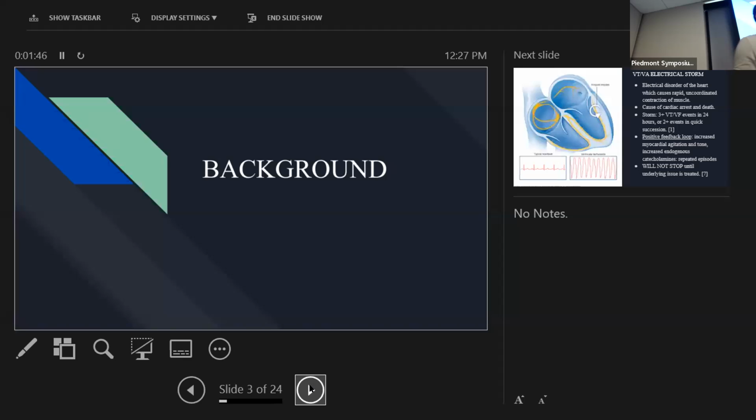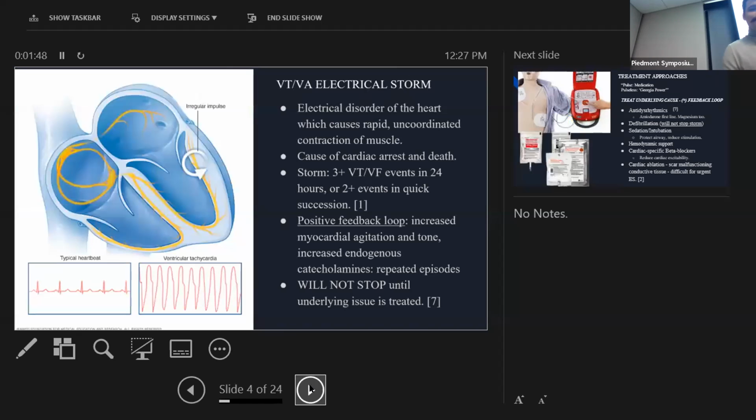So a little bit of background information to explain what I'm talking about. Ventricular tachycardia or ventricular arrhythmia electrical storm. I'm just going to say VAES from here on out instead of that mouthful. It's an electrical disorder which causes the heart to have uncoordinated and rapid contraction of that cardiac muscle, which can lead to incomplete filling of that blood flow, and that's poor. So the blood doesn't get pumped properly to your vital organs, and that can lead to cardiac arrest and death. What makes storm different from an arrhythmic episode is when you have multiple concurrent episodes that go back to back to back.